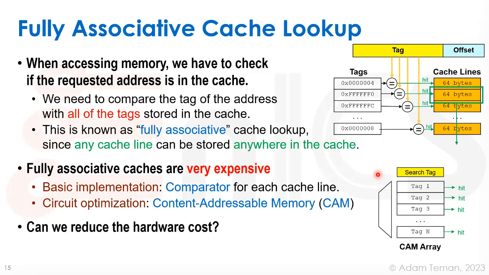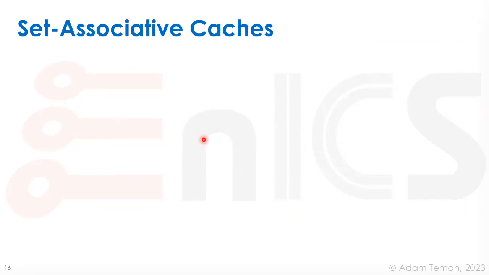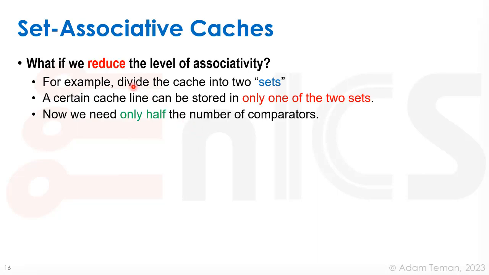So the question is, can we reduce the hardware cost over this type of fully associative cache? Because if we want to use fully associative cache, it's either going to be very expensive, or we're going to have really small caches. And the answer to that is what we call a set-associative cache. So let's see if we can just reduce the level of associativity. Instead of having a fully associative cache, let's have a partially associative cache.